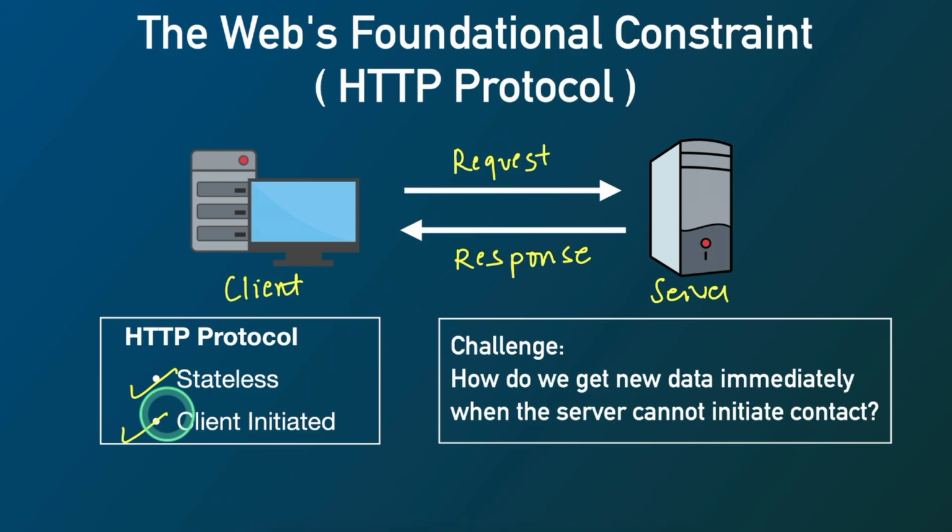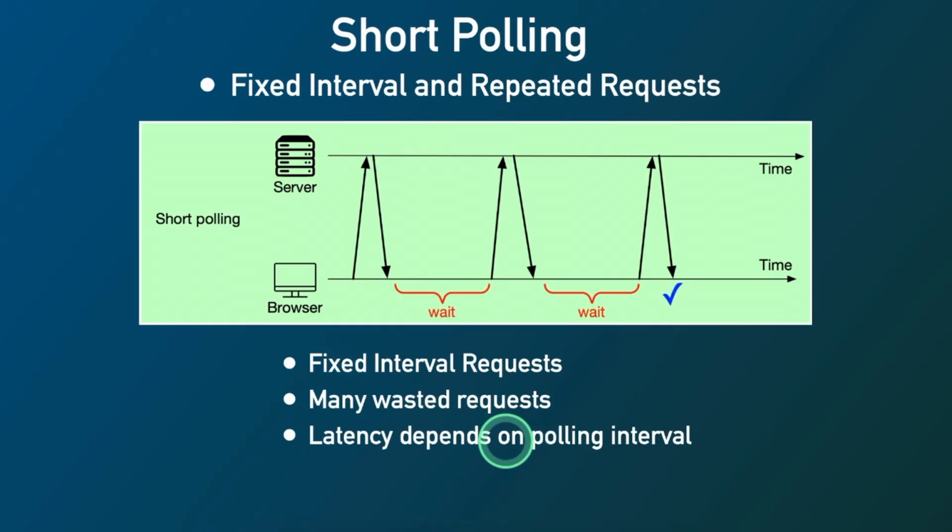And these two properties of the HTTP protocol provide us a challenge in getting real-time data from the server. So the challenge is, how do we get new data immediately when the server cannot initiate contact, right? The server cannot reach out to the client, the client has to reach out to the server, and in such a scenario, how do we get real-time data? So as a solution to that problem, we looked at an approach called short polling. In short polling, a client makes repeated requests to the server. Each of these requests will have a fixed interval between them, and they will fetch the data from the server.